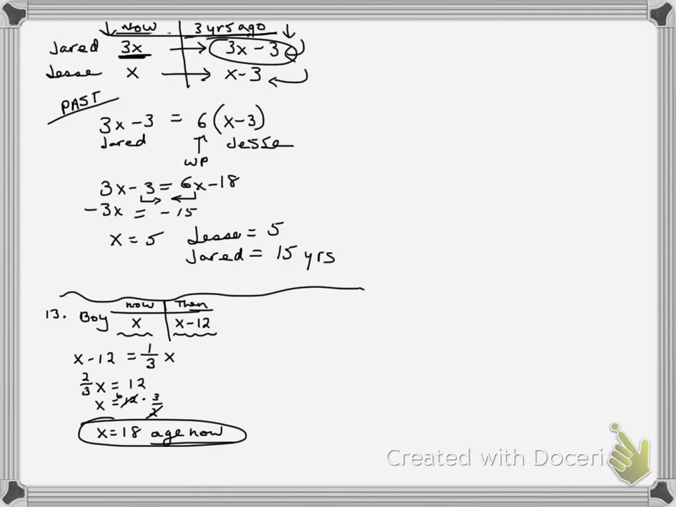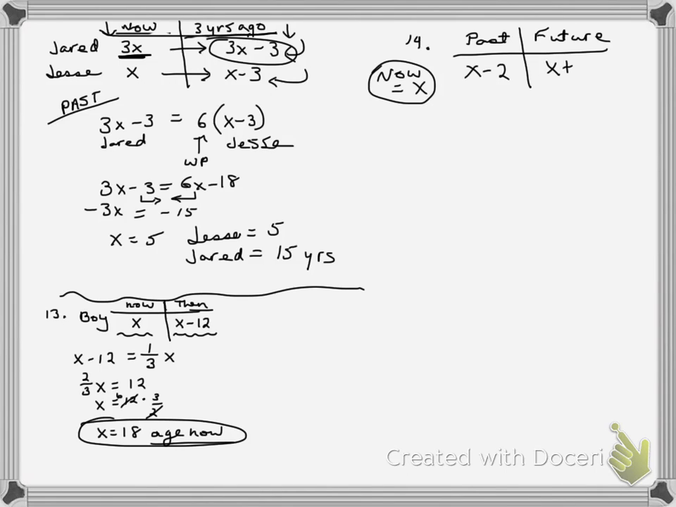Let's look at 14. Number 14 says in 2 years, James will be twice as old as he was 2 years ago, and how old is he? So this is a little different, because we've got the now as our x. What would he have been 2 years ago? He would have been x minus 2. What would he be in 2 more years? It would be x plus 2.